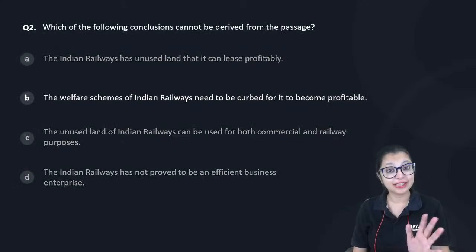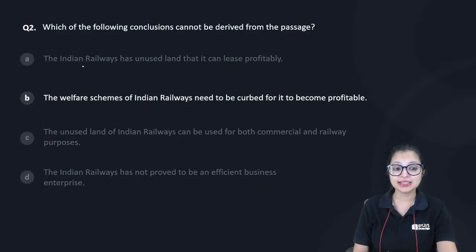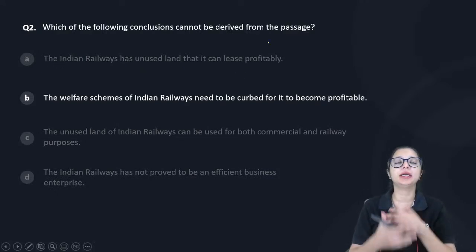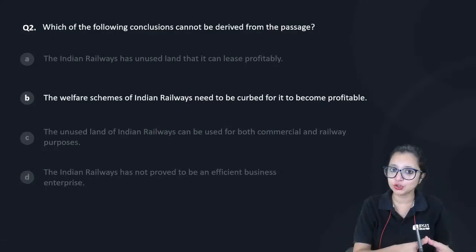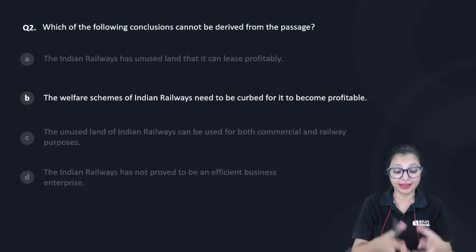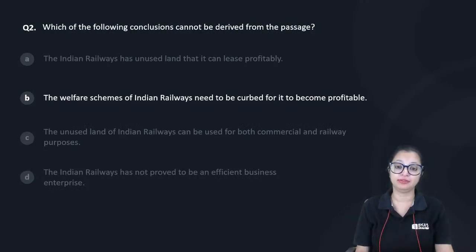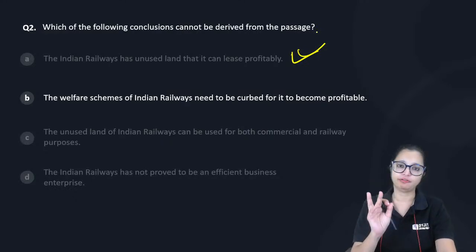क्वेश्चन नंबर 2, which of the following conclusions cannot be derived from the passage? कौन सा नहीं कंक्लूजन निकल सकता? ओके, A says the Indian Railways has unused land that can lease profitability. The entire passage talks about that. It's the gist of the passage that we have unused land and how this unused land can lead to profitability in railways. This is the main theme of the passage. It can be derived from the passage.